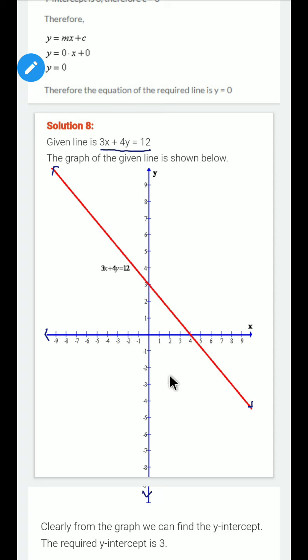So how to find the y-intercept? The y-intercept means the distance between the origin and the intersection of the y-axis and the line. So this is the y-intercept. If this is in the positive direction of the y-axis, the y-intercept is positive. If this is in the negative direction of the y-axis, the y-intercept will be negative. Here you can see that the distance between the origin and this intersecting point is 3, and this is present in the positive direction of the y-axis. That means the y-intercept will be plus 3.